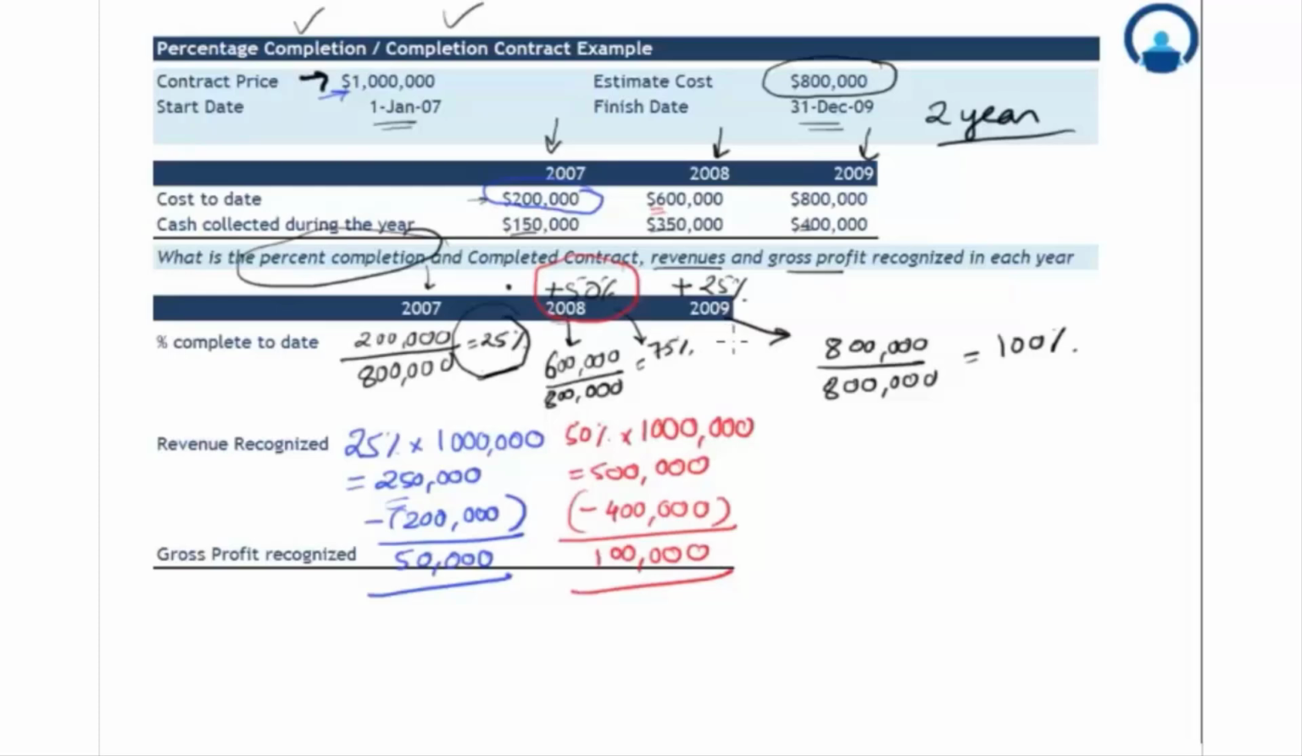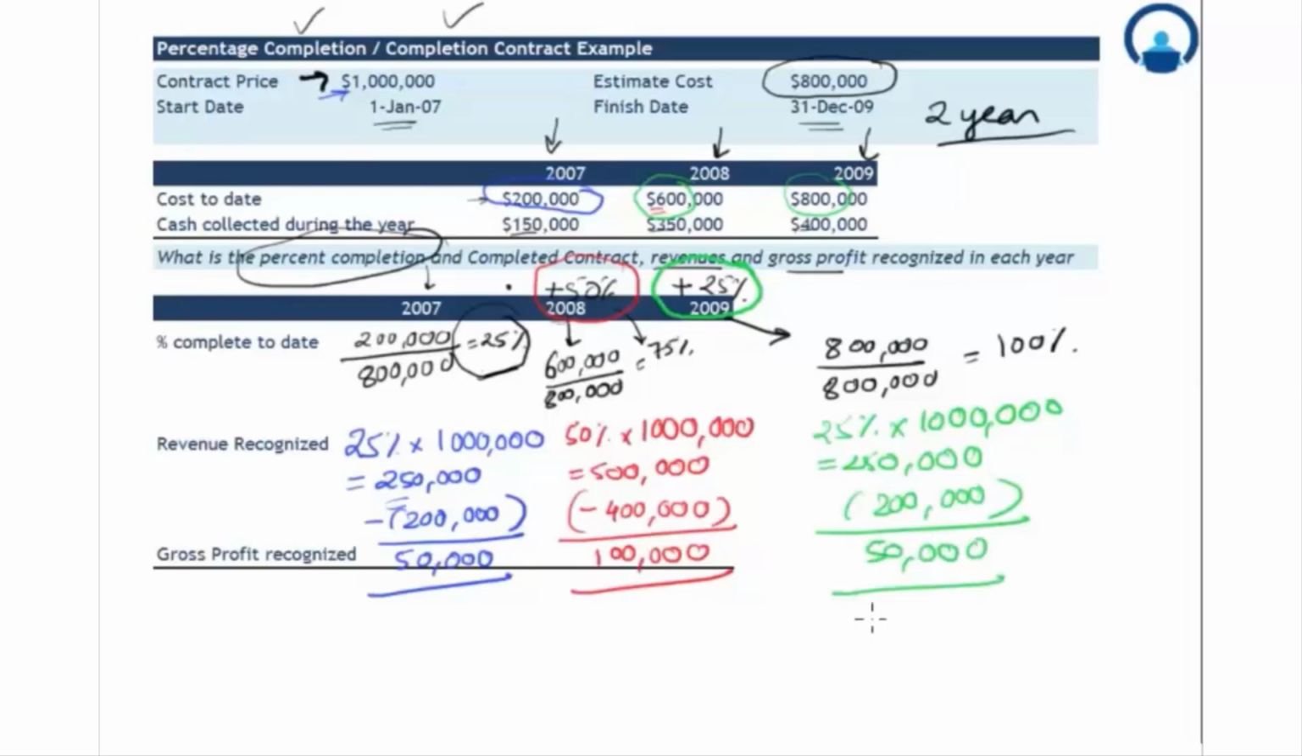So let us complete 2009 real quick. Here we noted that 25% of the work was complete in 2009. So we will recognize 25% of the revenue. So this comes out to be $250,000, and the associated cost is basically 800 minus the 600, which is the total cost. So this comes out to be 200,000. So what we note is that the gross profit is $50,000. So this is the gross profit. Revenue recognized was 250, 500, and 250 thousand, and percentage complete to date was 25%, 75%, and 100% respectively.